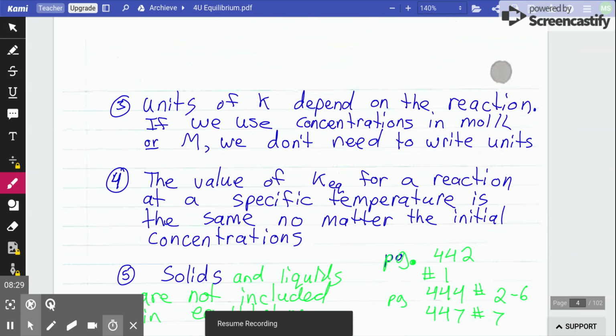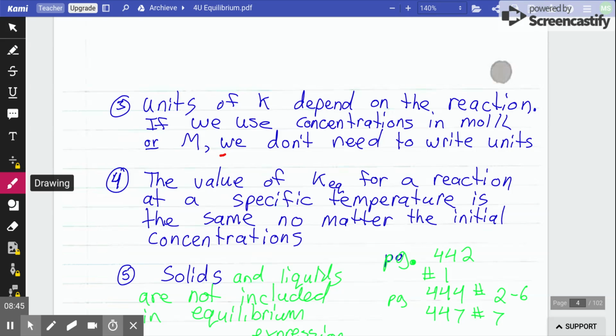Our third point says that the units of K depend on the reaction. If we use concentrations in mole per liter or molar, we don't need to write units. So as long as you are using concentrations in mole per liter to calculate your K equilibrium, you do not need to include units. That's a big one because figuring out the units is a big pain in the butt when you're dealing with exponents.